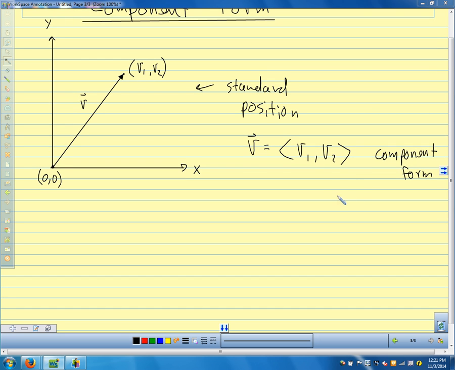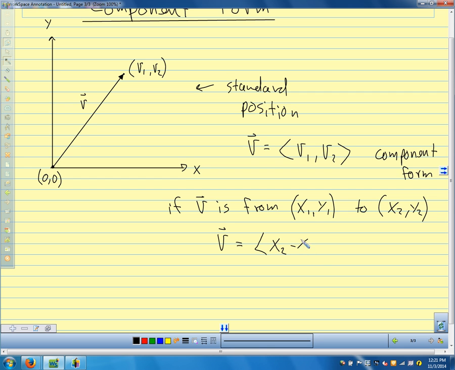And if v is not in standard position, v is from x1, y1, some point, to some other point x2, y2, then we say v equals x2 minus x1 for my x component and y2 minus y1 for the y component. And the way I think about this is terminal minus initial.